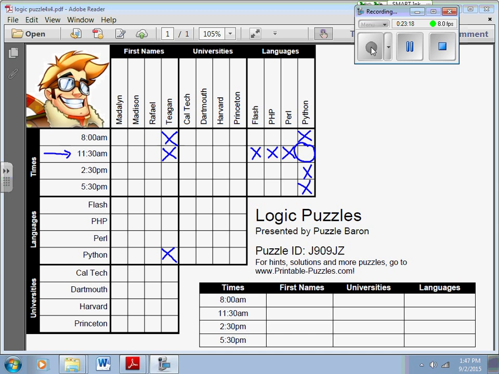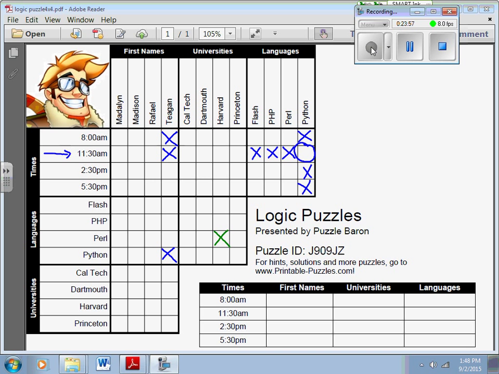Clue number 3 says the Perl programmer didn't graduate from Harvard. So the only thing we know is the Perl programmer. And we know the college that the Perl programmer didn't go to, which was Harvard. So do I put an X on that box or a circle? X. X. Very good. Perl programmer did not graduate from Harvard. Is there anything else I can get from that clue? No? Okay.